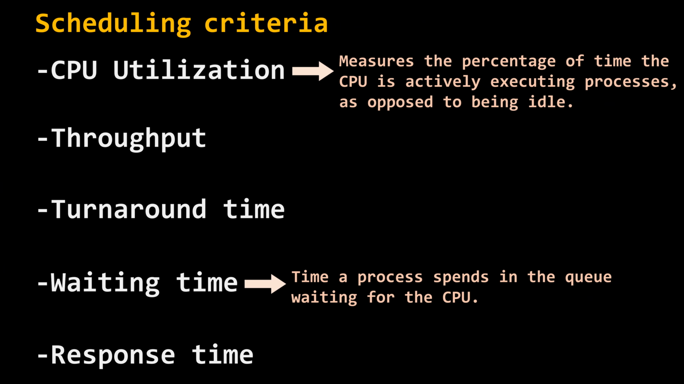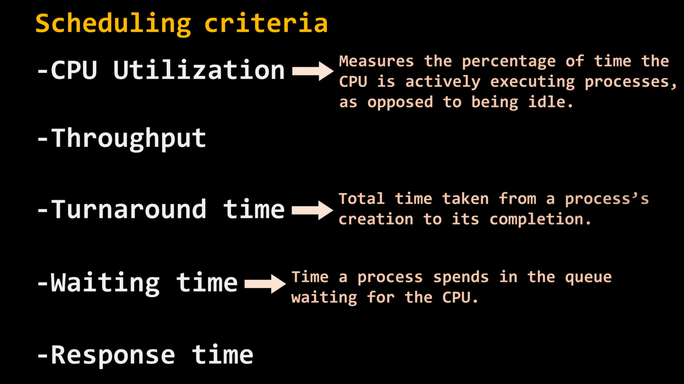And here we need to start talking about another scheduling criterion, the turnaround time, defined as the total time taken from a process's creation to its completion. Mathematically, it is the sum of the time spent waiting in the ready queue, the time spent executing on the CPU, and the time spent doing I/O operations.